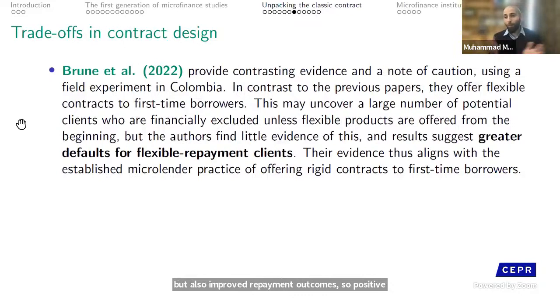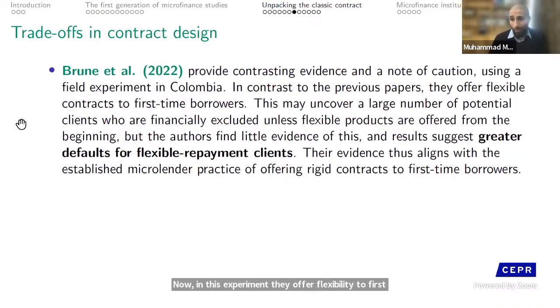Now, you may come away from this thinking, okay, we should just offer flexible contracts to everybody. A very recent paper by Brunet, Gine, and Carlin provides contrasting evidence and a note of caution. They implement a field experiment in Colombia where they offer flexible loans to first-time borrowers. Now, this is different to the previous papers that I mentioned, which are basically offering it to graduated borrowers. So individuals have already borrowed under a fixed, rigid repayment structure, and then you offer them flexibility. In this experiment, they offer flexibility to first-time borrowers.